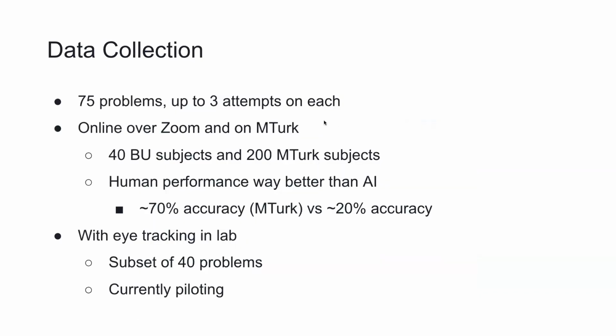I've taken 75 of those problems and done online data collection, first over Zoom with BU students and then on Amazon Mechanical Turk. So we have a pretty sizable data set now, around 240 subjects across both phases of the project. Overall, human performance on the task has been better than the best AI program that was submitted to the Kaggle challenge. The best AI got around 20% accuracy, whereas humans performed around 70% for MTurk and around 90% for the BU subjects. We are also doing a subset of these problems with eye tracking in the lab, so we're currently piloting that.